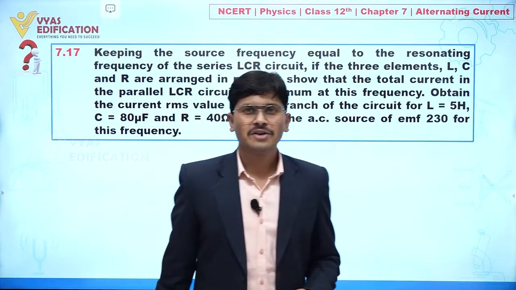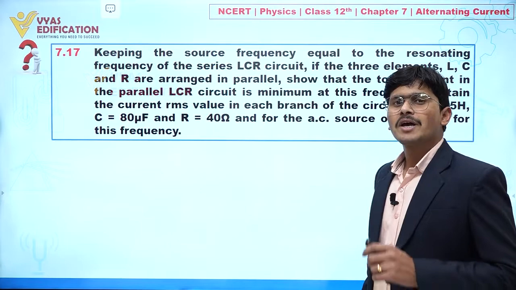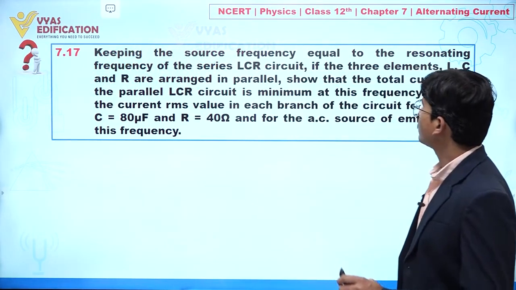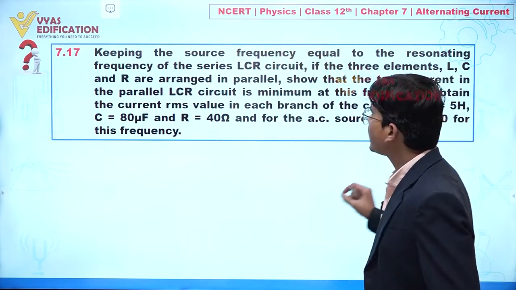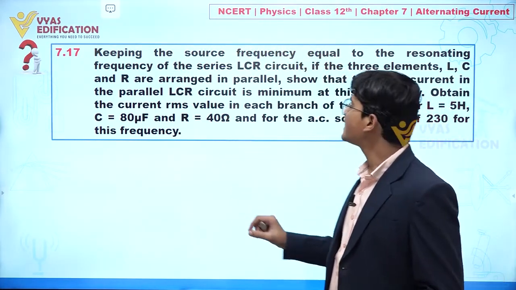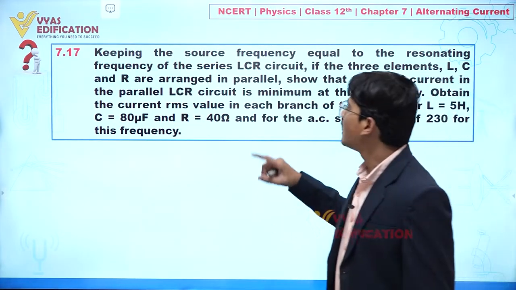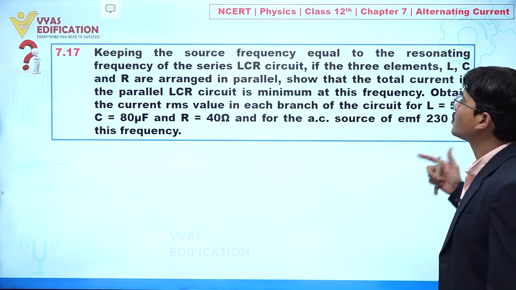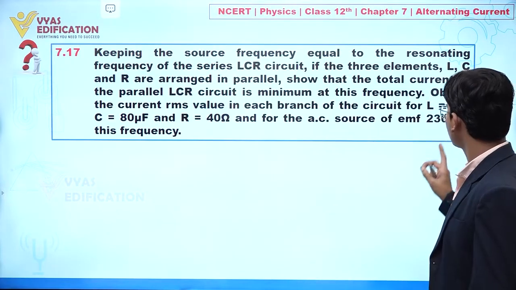Now students, we are going to discuss question number 7.17. Clear? In this question it is given that the source frequency is kept equal to the resonant frequency of a series LCR circuit. If the three elements L, C and R are arranged in parallel, we have to show that the total current in the parallel LCR circuit is minimum at this frequency.